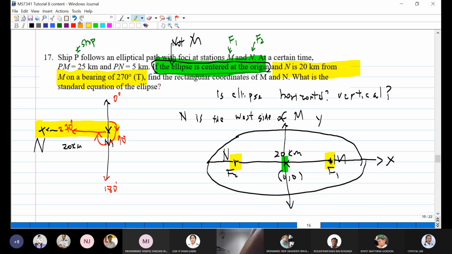Now I want to look at this information. PM is 25 and PN equals 5. Where is P? P is a sheet. The sheet will move around the ellipse, and this time it is a horizontal ellipse. So let's say P is here now. Let's see whether you can see. PM is 25. This is 25 here, the long one. PN is 5.